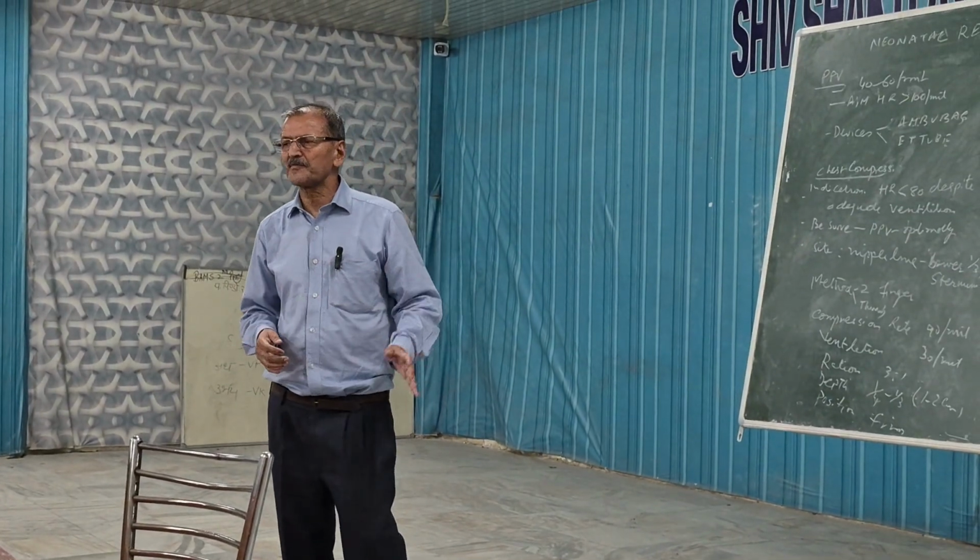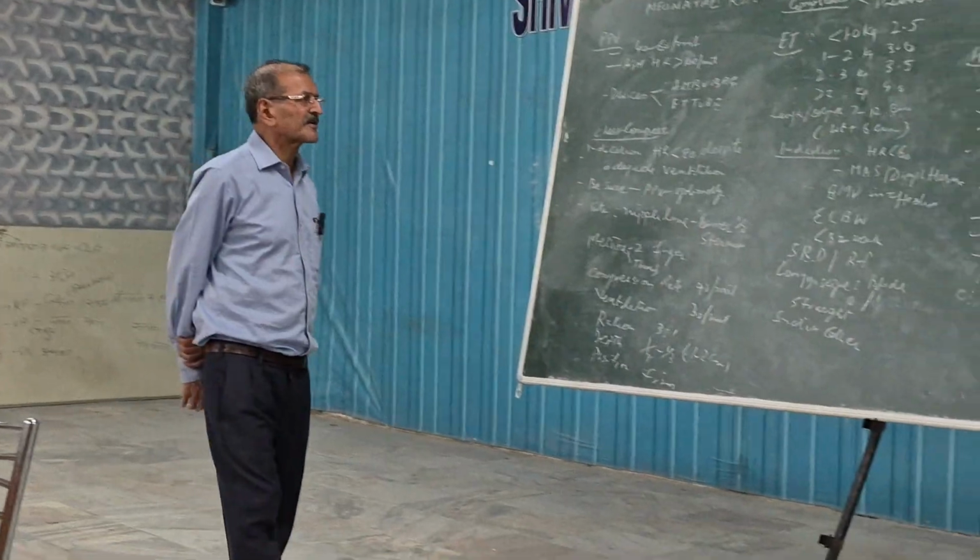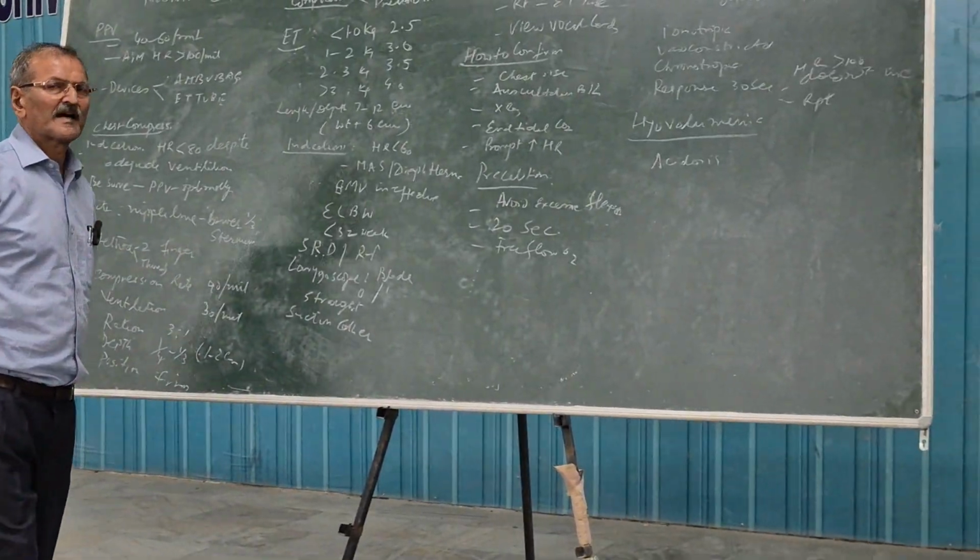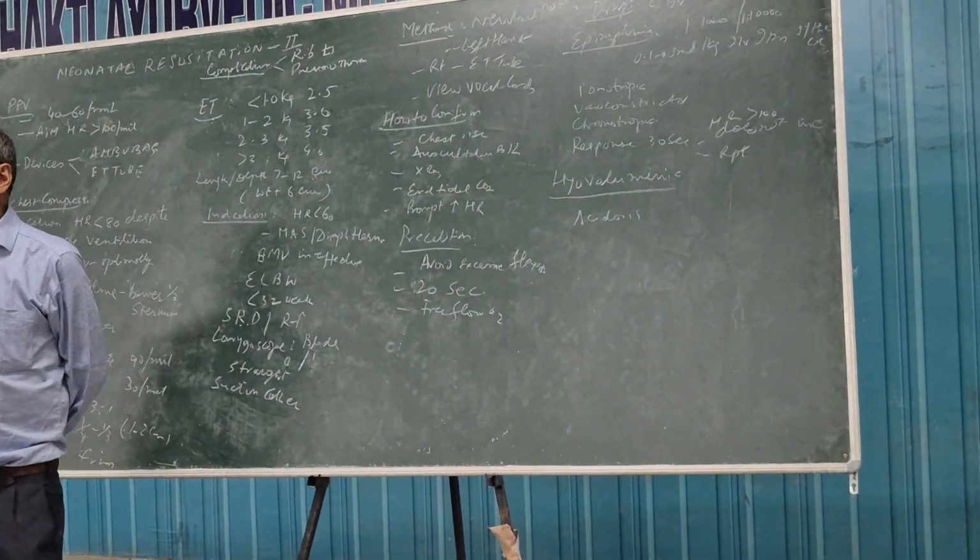When you are able to see the vocal cord, you will introduce the ET tube with your right hand, just under direct vision. The length we have already discussed. Now, how to confirm that you have placed the endotracheal tube at the right position?